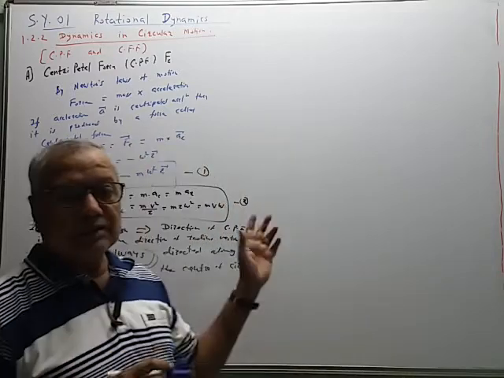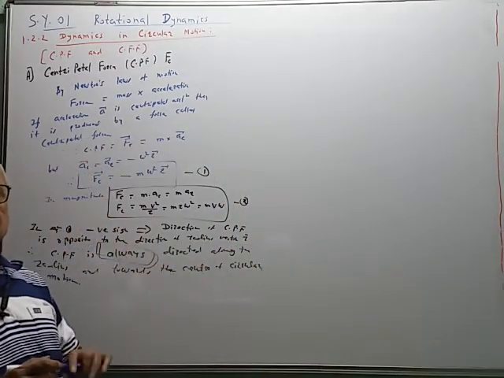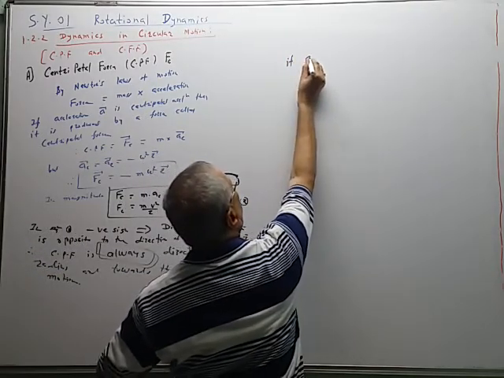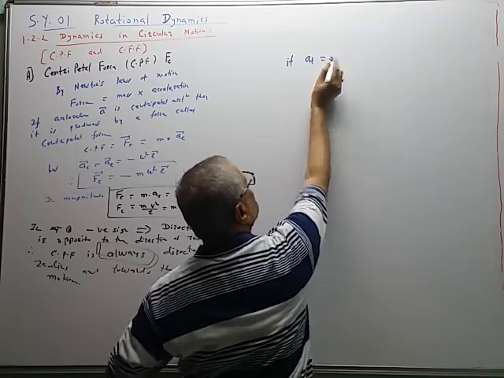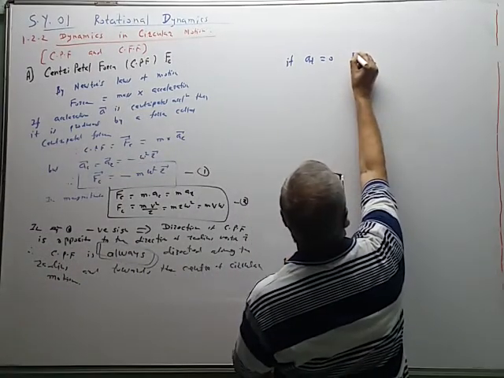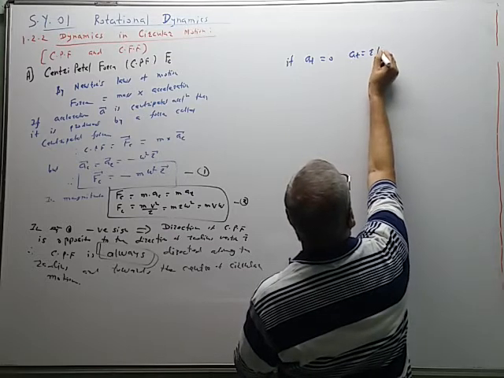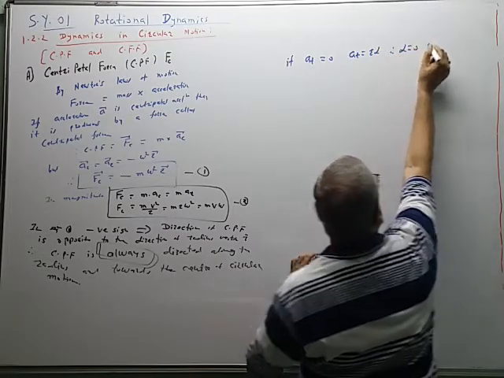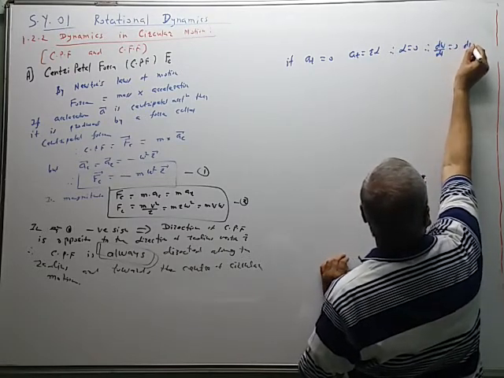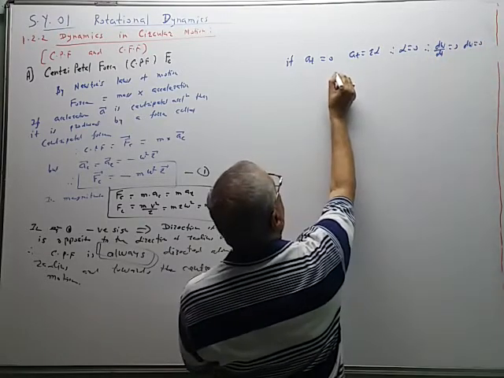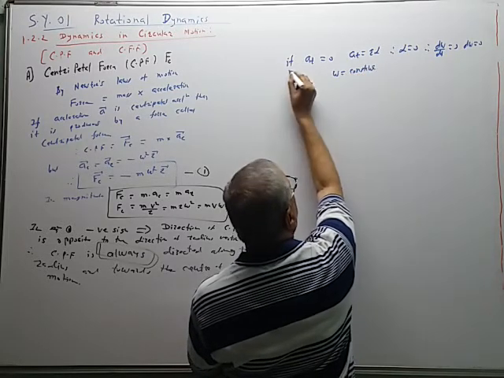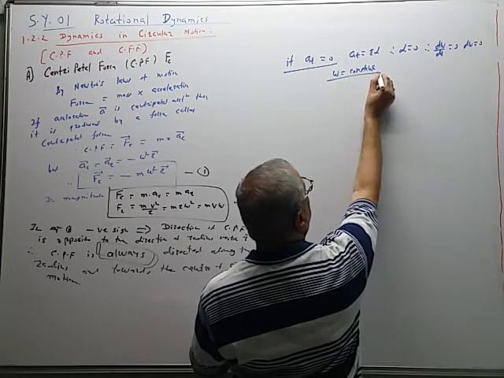Now, last time we have seen the kinematics of UCM and non-UCM. Now, if AT is equal to 0, AT means tangential acceleration. What is the result? AT is equal to R alpha. Therefore, alpha is equal to 0. Therefore, alpha means d omega by dt is equal to 0. Therefore, d omega is equal to 0. Therefore, omega is remaining constant. So this is the result. If AT is equal to 0, omega is constant.